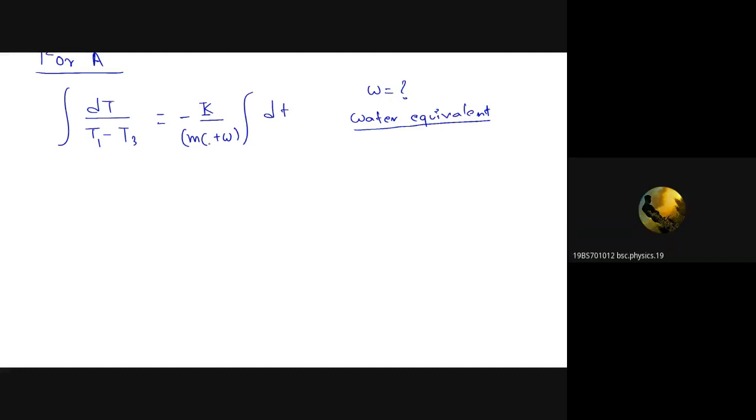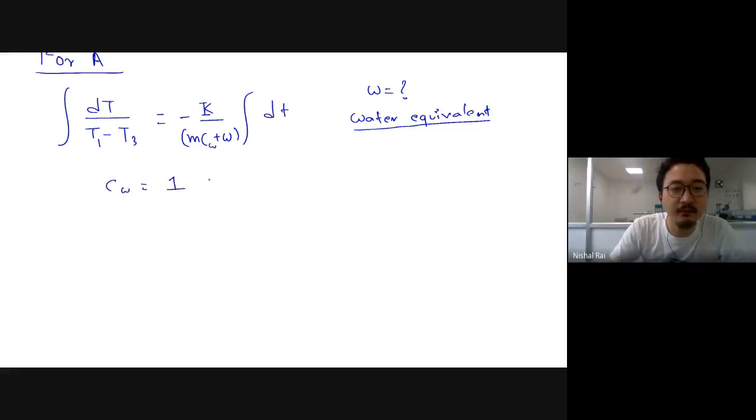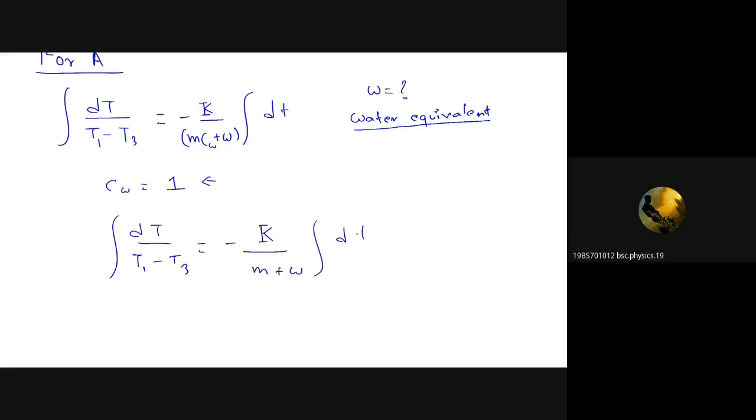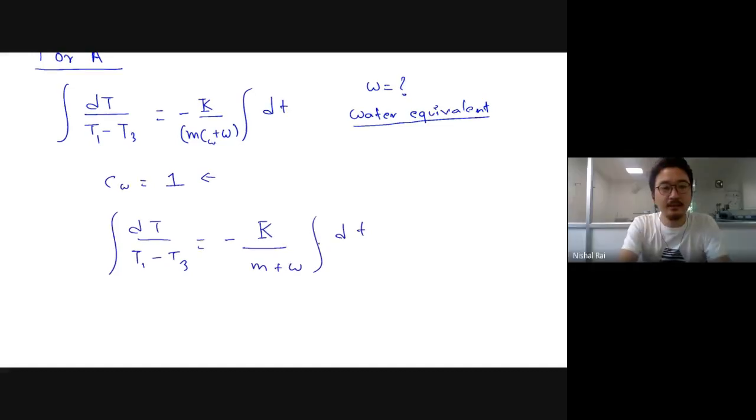Okay. So we know that the specific heat of water, we can take as 1. So this equation will turn into dT by T minus T3 equals negative K by M plus W, into integration of dt. I think, is it clear?